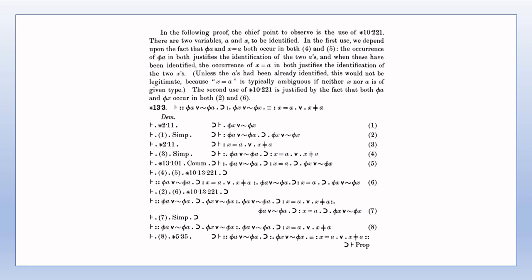Whitehead and Russell say that x equals a is typically ambiguous, meaning that the identity symbol may mean different things due to systematic ambiguity, depending on the specific types of x and a. However, phi blank is a fixed function, and its variable can only range over a single fixed type. Therefore, the variable of phi must be the same in both lines 4 and 5. Therefore, we can identify the a in each of lines 4 and 5, and once we've done that, we can go on to identify the x in each of lines 4 and 5. However, in the absence of a suitable component with which we can apply proposition 10.221 and identify the a's, then we would not be able to identify the x's.